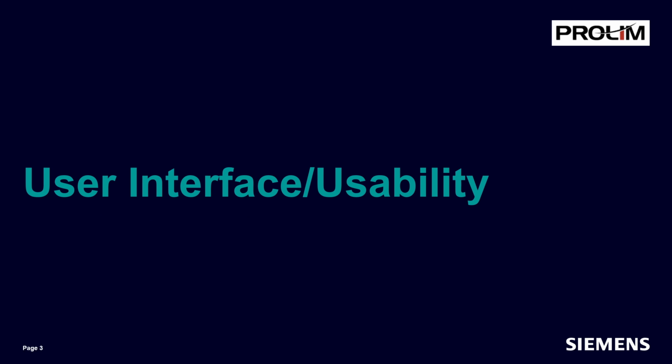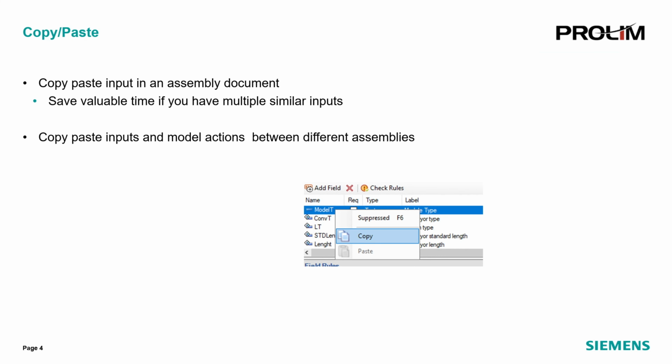So first, let's take a look at user interface. The first one is an option to copy-paste inputs in the assembly document. In the previous version, you could not copy-paste input fields, but now you can do that. The advantage of doing this is it saves your valuable time. If you have multiple similar inputs, you can simply copy-paste those input fields and make minor changes.